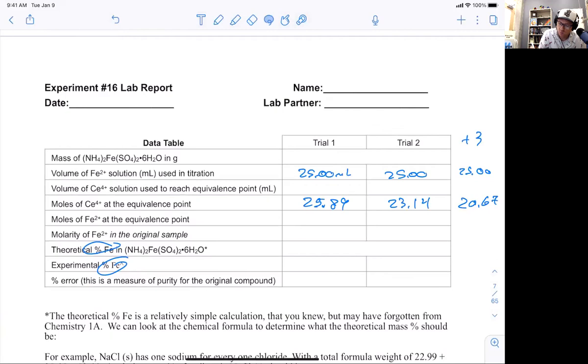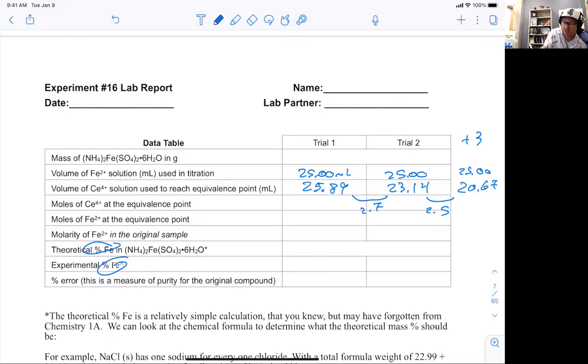Oops, I got this one line down. And so the volume of the cerium to get to the equivalence point should have been the exact same. And this is 2.7 different. And this is another 2.5 off. We're not sure which of these is right. None of them are that close to each other.